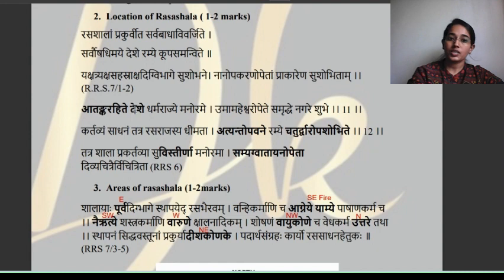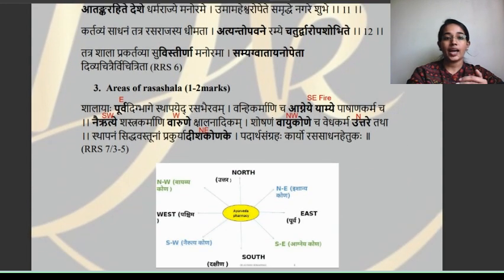And such points, yeah, Dharma Rajya, Manorama. You can quote those words and then write down the meaning. Okay, so that's about the location of Rasashala. And next comes the third section of your answer, that is areas of Rasashala.